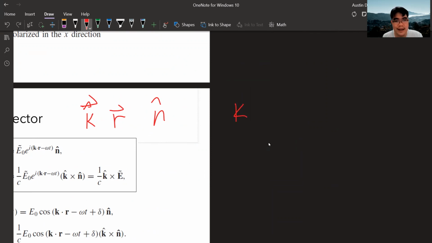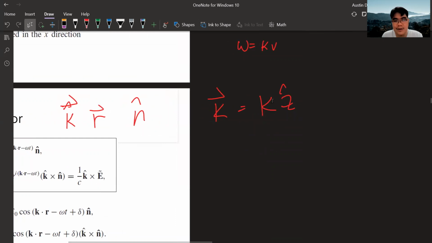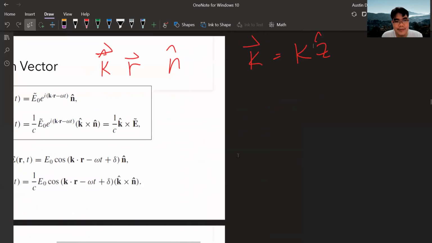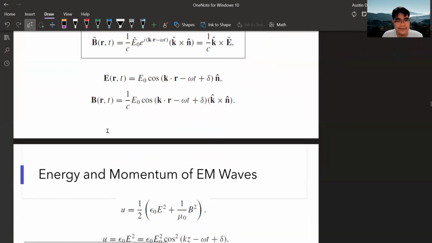So, yung mga example ng k vector would be k. Of course, the value of k, omega is kv, di ba? Tapos yung direction lang niya, z hat. Sa mga unang example natin, ito yung k vector natin. Kaya naging ganun yung mga lumabas na equations natin. Okay? So this is the general form of the electromagnetic waves. So tatandaan natin lagi yan.